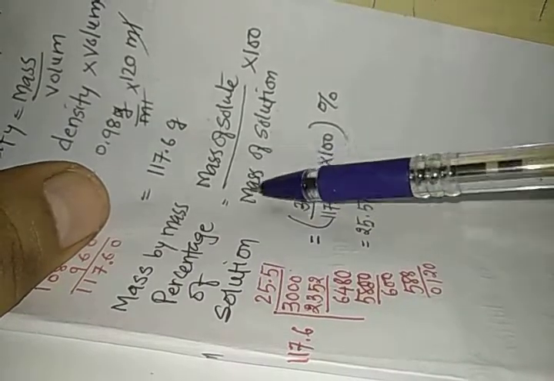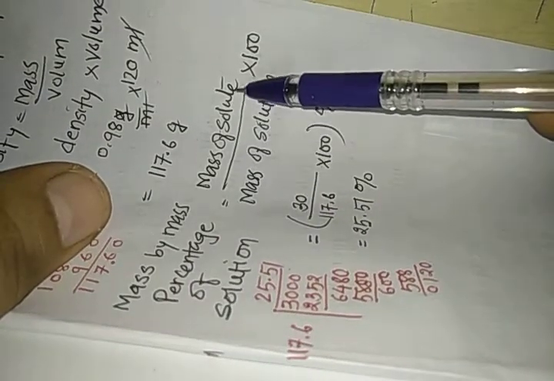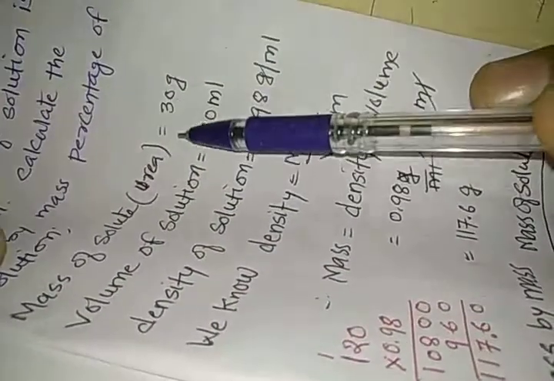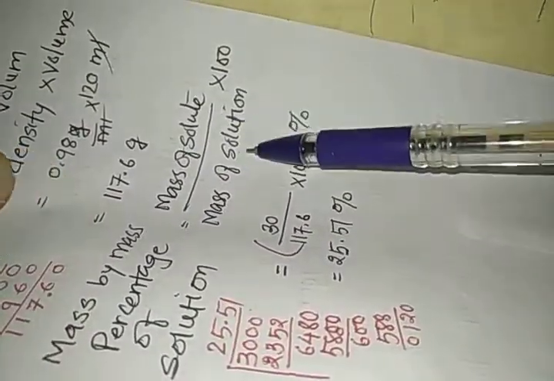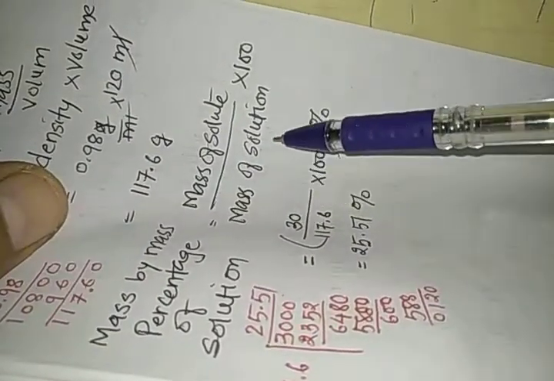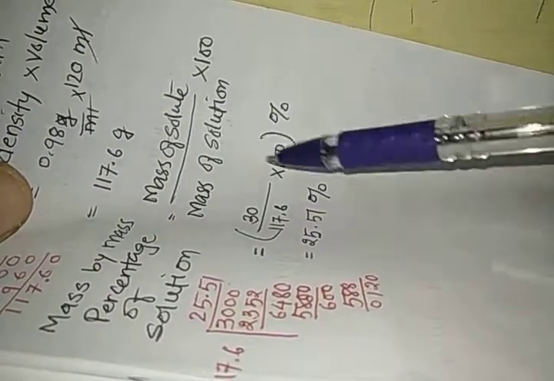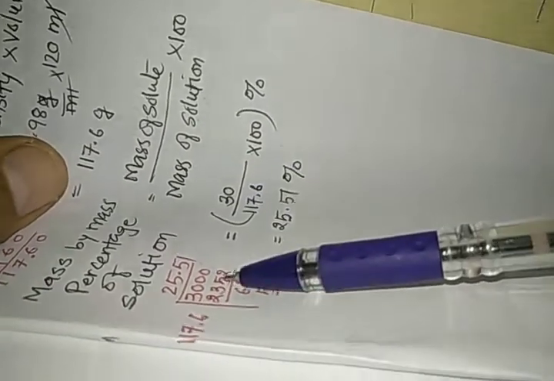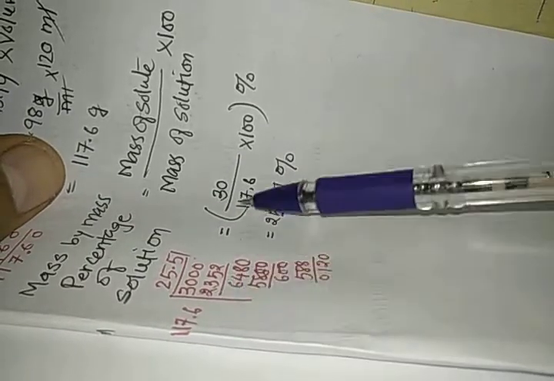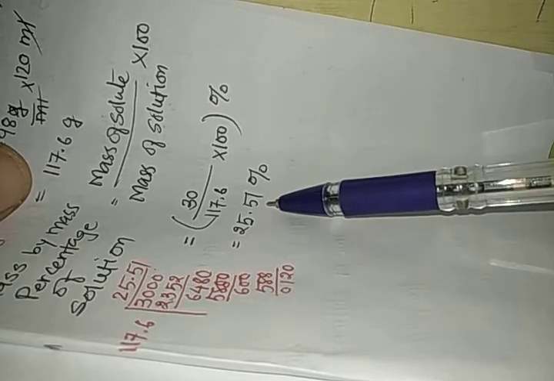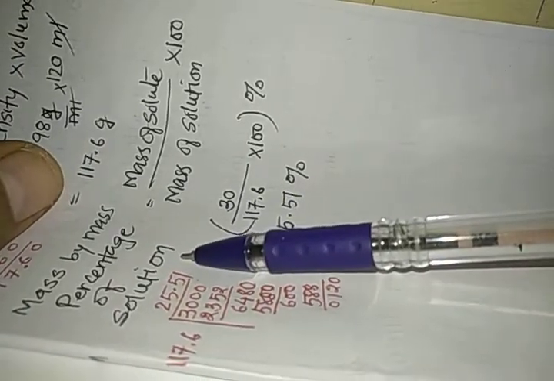Now we have the formula: mass by mass percentage of a solution is equal to mass of solute divided by mass of solution multiplied by 100. Mass of solute is 30 gram. We are given here that the mass of solute is equal to 30 gram. Mass of solution we have just calculated using the formula of density. So the mass of solution is 117.6 gram, multiplied by 100. Here 30 multiplied by 100 gives us 3000, and when we divide it by 117.6, we get the answer 25.51%. So this is how we can calculate the mass by mass percentage of solution.